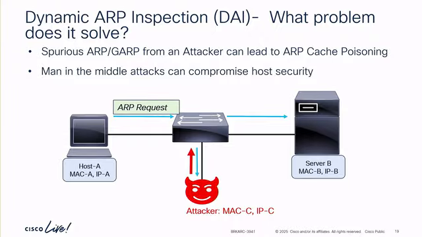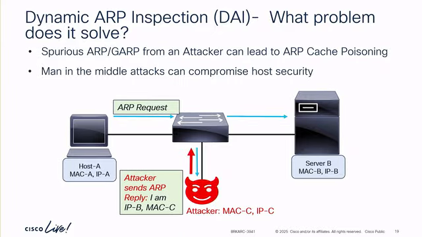And now what happens? Like in the previous case, the attacker wakes up and says, you know what, I'm going to send you an ARP reply. And how does he send the ARP reply? He says, I am IP B, right? He masquerades as the server B, and he sends his MAC, which is MAC C, saying that this is the reply I'm giving. So that is what the attacker did.